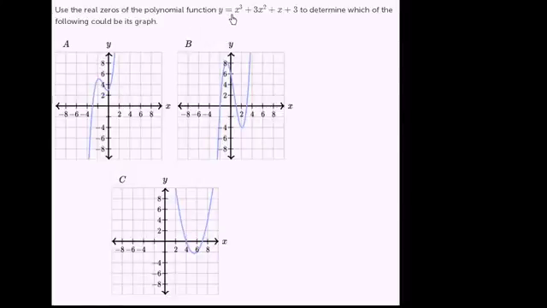Polynomial function y is equal to x to the third plus 3x squared plus x plus 3. Determine which of the following could be its graph. So there's several ways of trying to approach it. One, we could just look at what the zeros of these graphs appear to be, and then see if this function is actually 0 when x is equal to that.